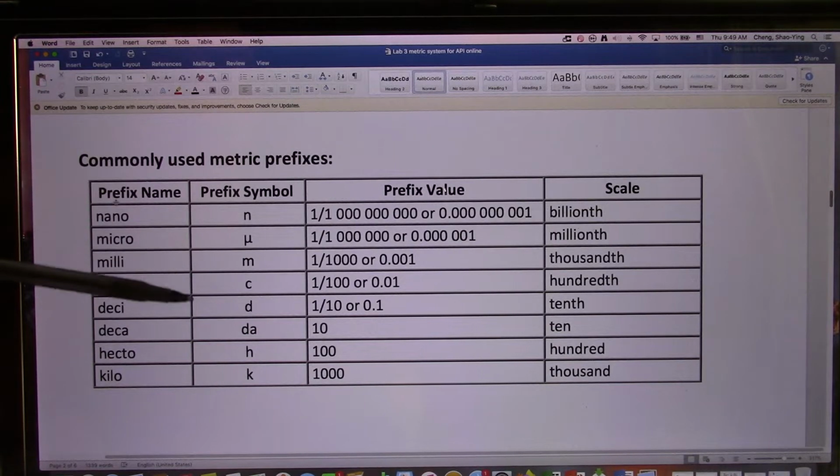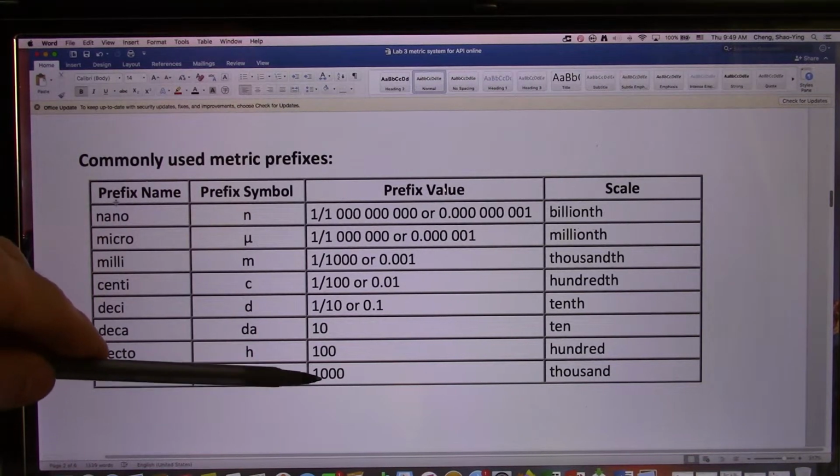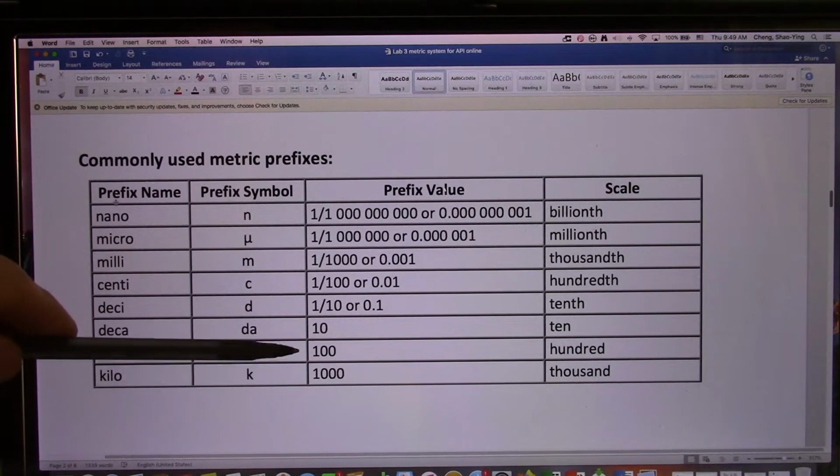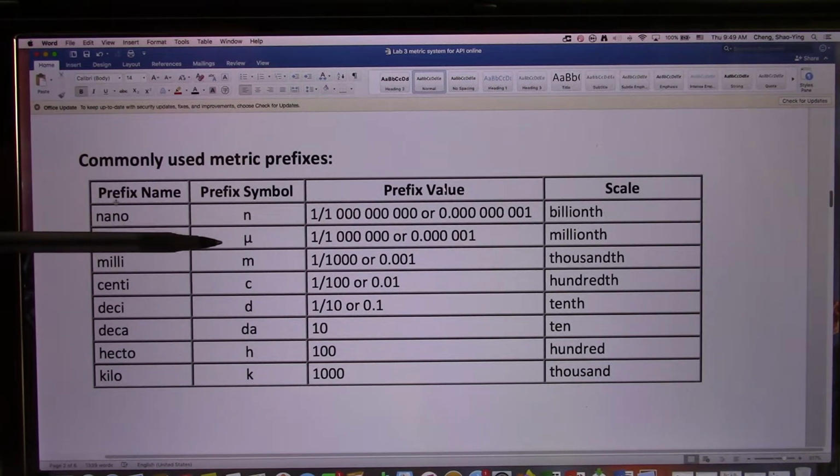And we have the centi, we have the kilo. Okay, what's kilogram? Kilo means 1,000. So 1 kilogram is actually 1,000 times gram. It's 1,000 gram. And in biological system, sometimes you can see the micro.